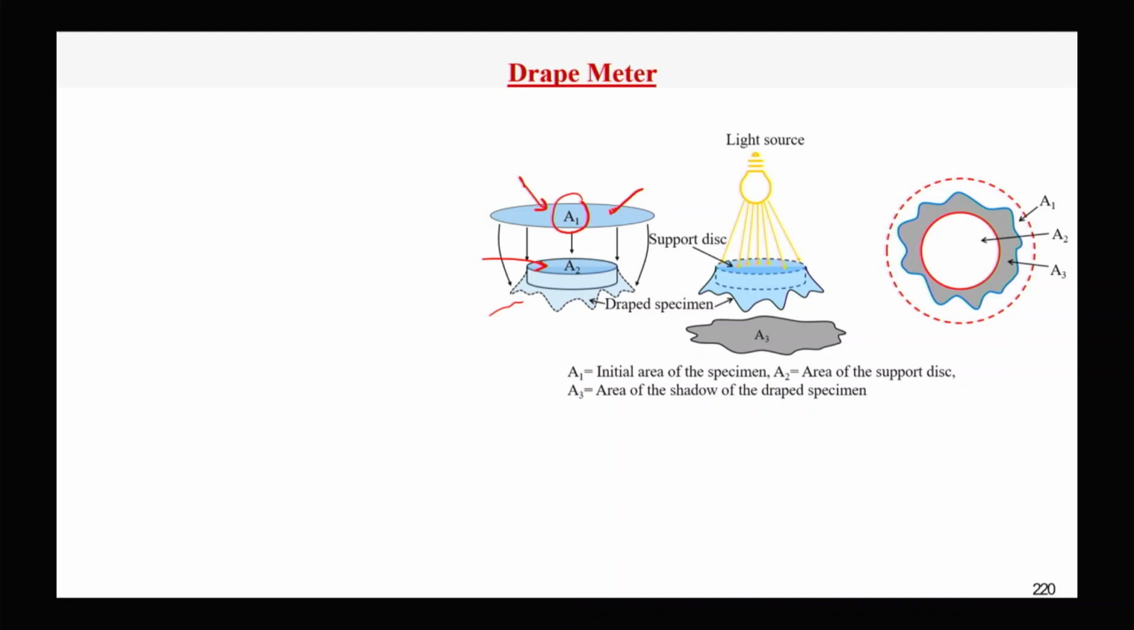In the drape meter, we have a light source falling on the draped fabric, we get this shape, and we calculate the total area of the shadowed draped fabric. A1 is the initial area of the specimen, A2 is the area of the support plate. You can see A1 is the area of the initial fabric shown by the dotted red line, A2 is the draped fabric area, and A3 is the central circle, which is the support plate. Let us see the animation here.